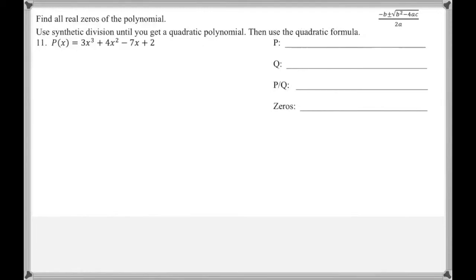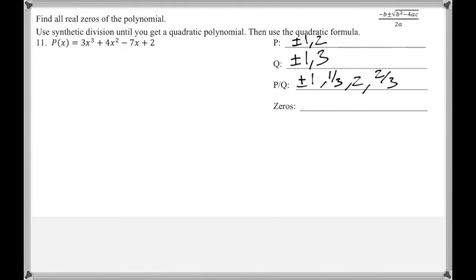Number 11 says find all real zeros of the polynomial. They want us to use synthetic division until we get a quadratic and then use the quadratic formula. So my p-values are going to be plus or minus 1 and 2. Q is going to be plus or minus 1 and 3. My p over q is going to be plus or minus 1, 1/3, 2, and 2/3.